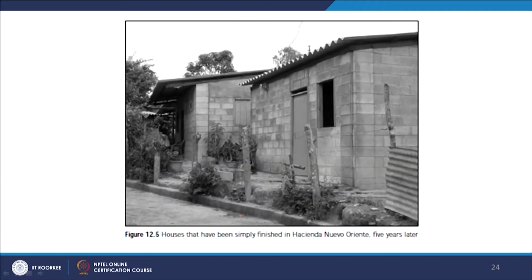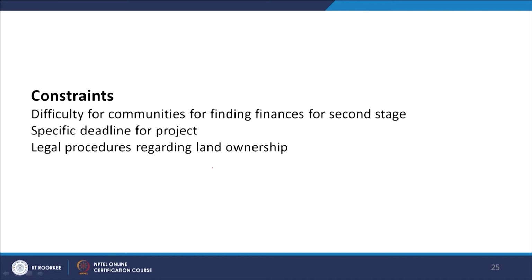And even after 5 years, one can see how they are able to maintain the gardens and the fabric of the house. What are the constraints? Every project will have its downturns. There was difficulty for communities in finding finances in stage 2, because in order to procure the materials, some people are able to afford it, some may not, and then they used to collectively do some plays or shows to gather funds. That also has an impact on the specific deadlines of the project. The other thing we discussed is tenure and ownership, the legal procedures regarding land ownership, which also took some time.